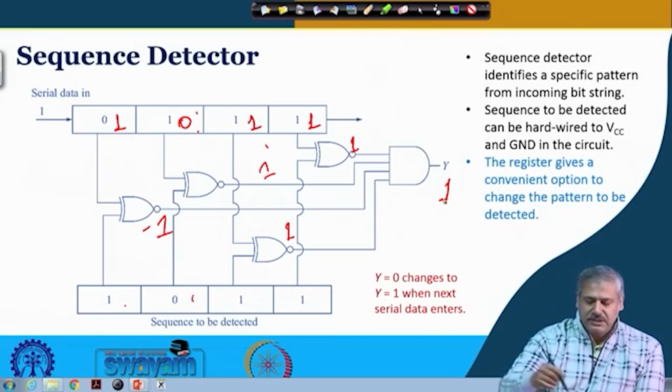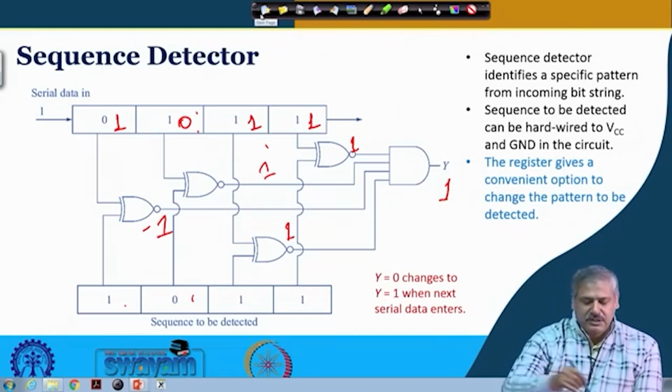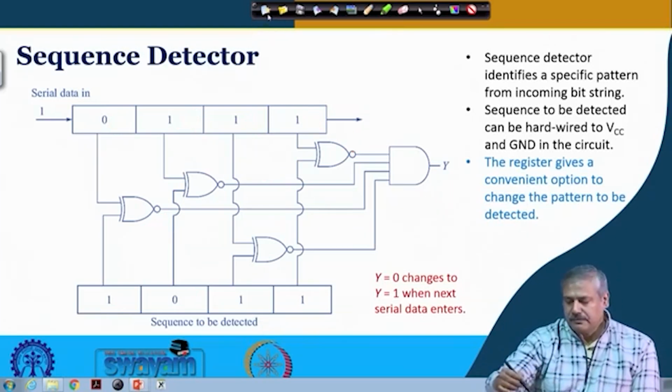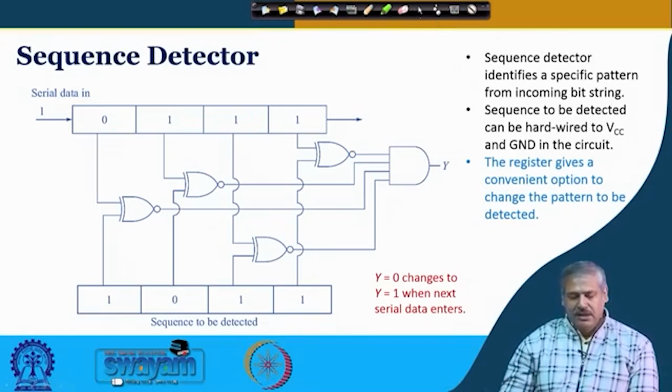Okay. So, that is the way we can make use of the shift register, where the incoming bit stream will pass through a shift register.